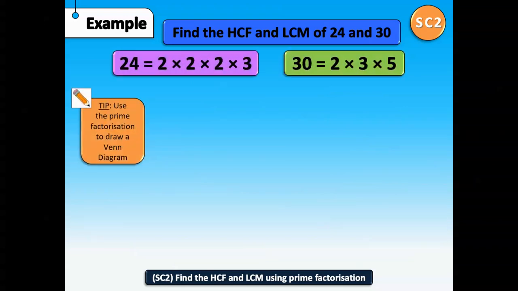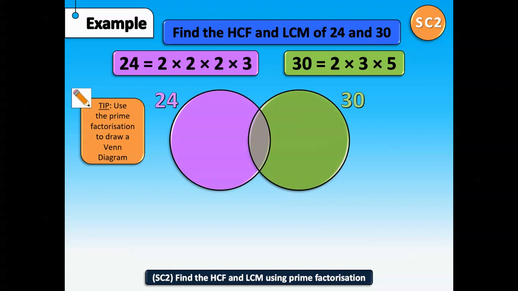Now for this, we use a Venn diagram, like this. So any number that's in both lists, so for instance 2, can go in the middle. There's also a 3 in both lists, so we can have a 3 in the middle as well. Anything that's left in the list of 24 just goes in the purple circle, so we've got 2 2s. And anything that's left in the 30 list just goes in the 30 circle, so that would be just 5.